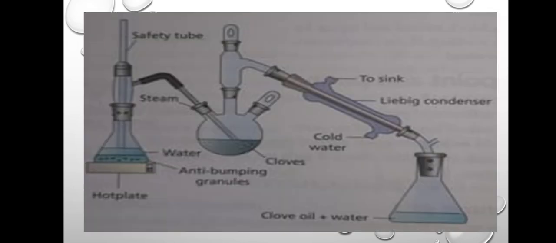Here is a picture of the process of distillation of clove oil. On a hot plate, we place water and anti-bumping granules and apply steam to it, and a safety tube is attached to it. In the next funnel, cloves are added, and a condenser is used to collect the clove oil, and cold water is placed. At the end, clove oil plus water are found as a product.